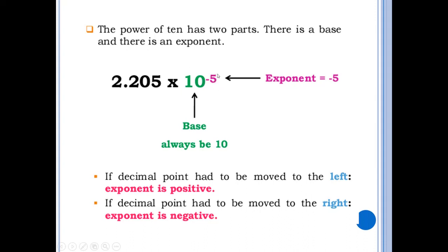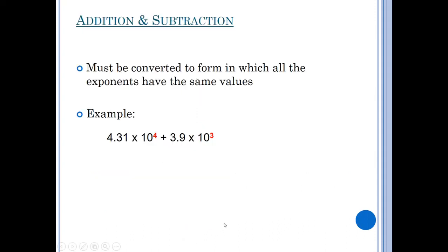So, whole numbers. Is the exponent negative or positive? If the decimal point had to be moved to the left, the exponent is positive. If the decimal point had to be moved to the right, the exponent will be negative. Addition and subtraction must be converted to a form in which all the exponents have the same value.